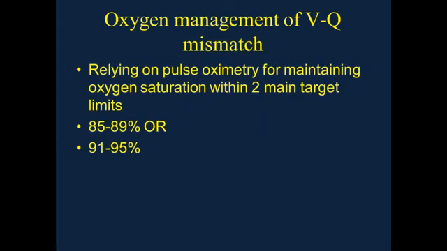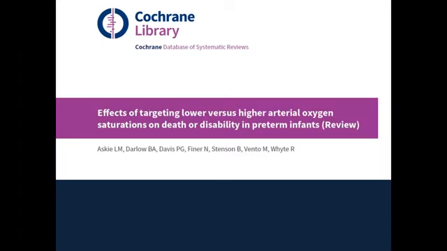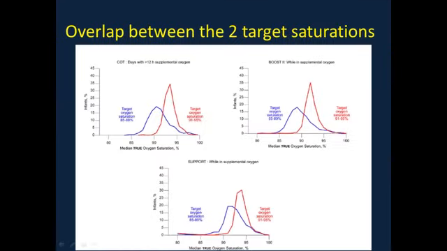These two target saturations were examined in multiple oxygen trials all over the world. In the Cochrane review, they did not find any significant difference between the two target saturations. In the Canadian oxygen trial, they found no difference in mortality and more incidence of ROP with the high target saturation. In the European and Australian studies, they found higher mortality with the low target saturation. But overall, there is no significant difference, and I have to mention that.